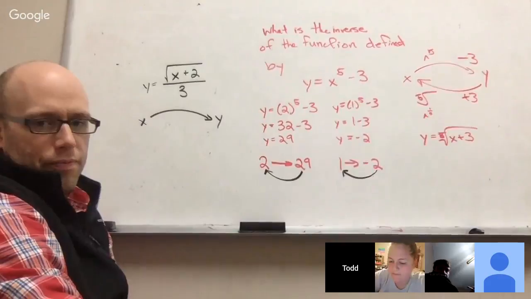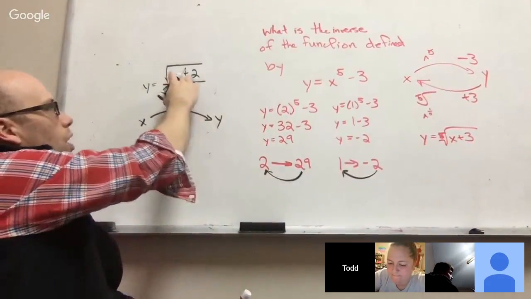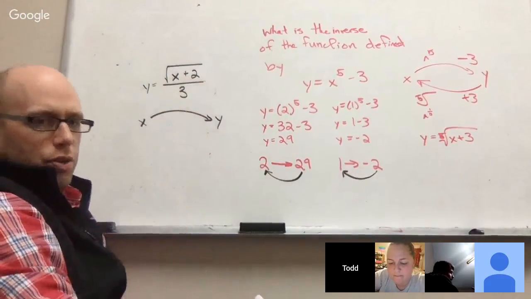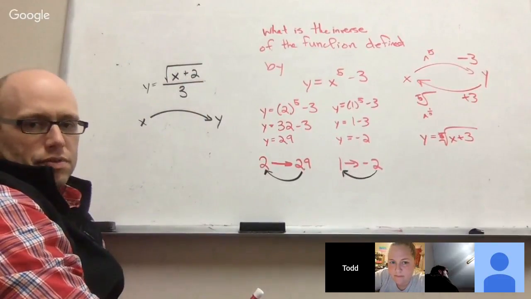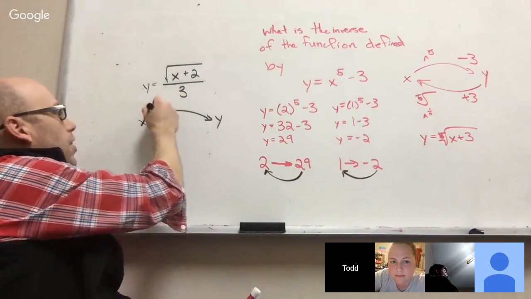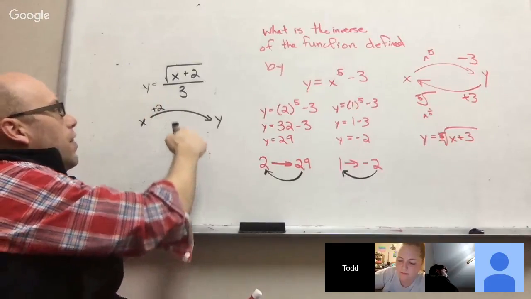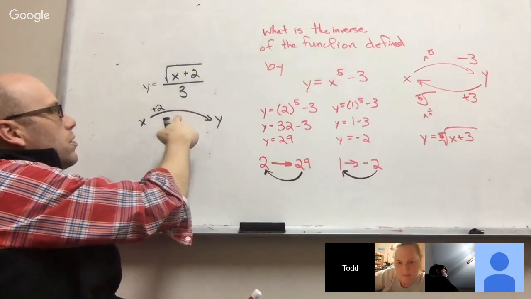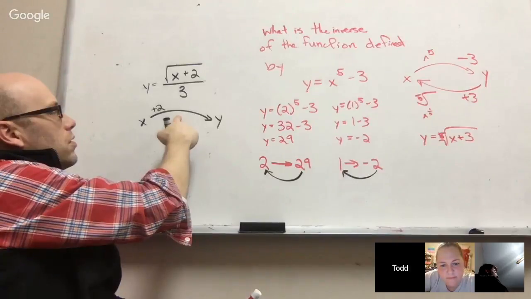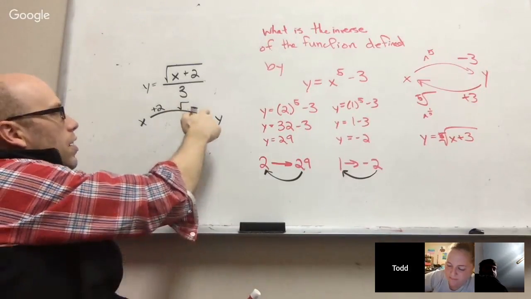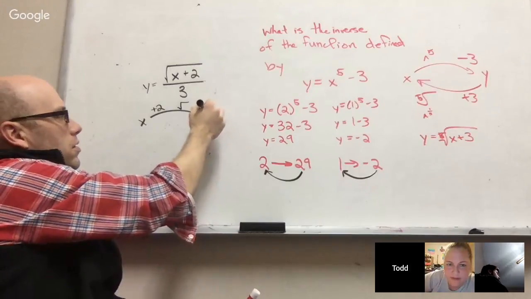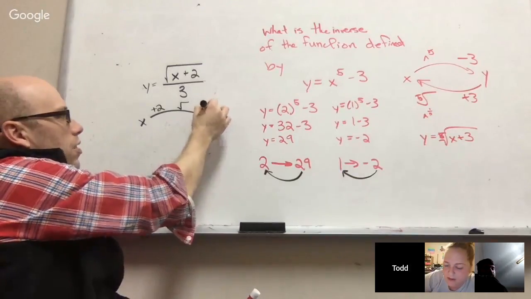Okay. Now, what are the operations you would do to x here? What's the first thing you do to x in this function? Add 2. And then what would you do? Square root. Okay. And then what? Divide by 3.